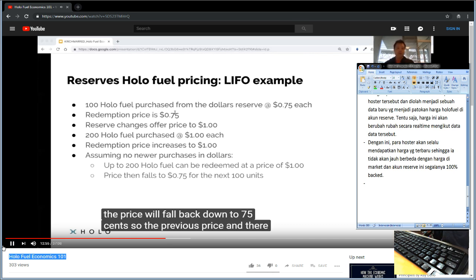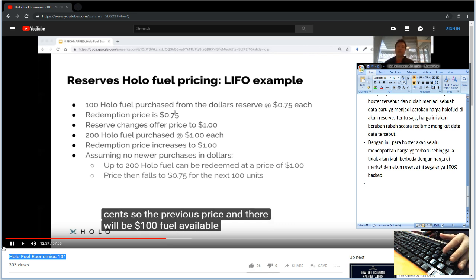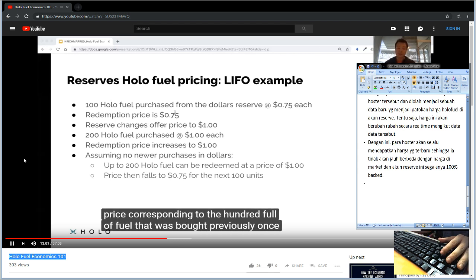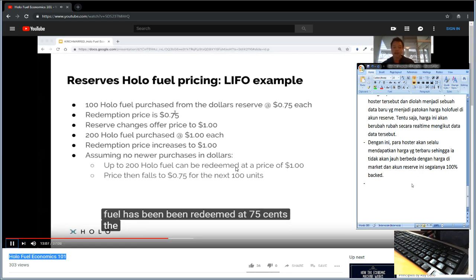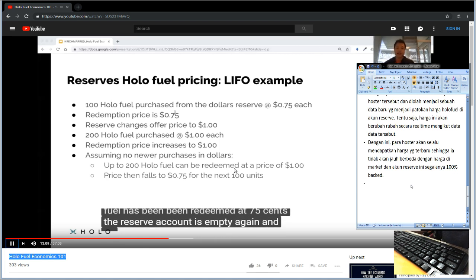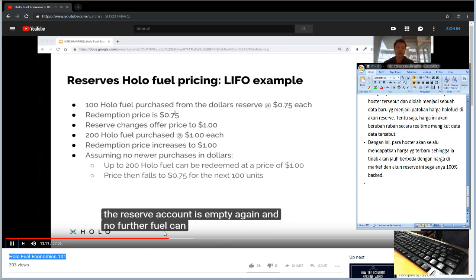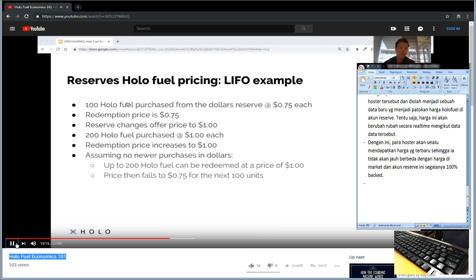Price, and there will be 100 Holo Fuel available at that price, corresponding to the 100 Holo Fuel that was bought previously. Once 100 Holo Fuel has then been redeemed at 75 cents, the reserve account is empty again, and no further fuel can be redeemed from this account.